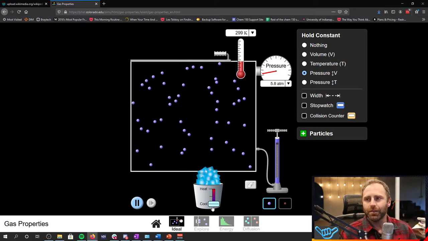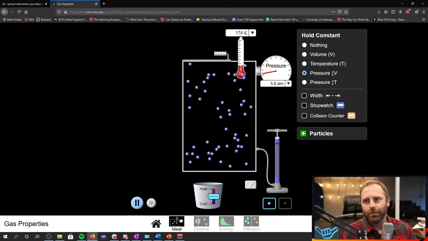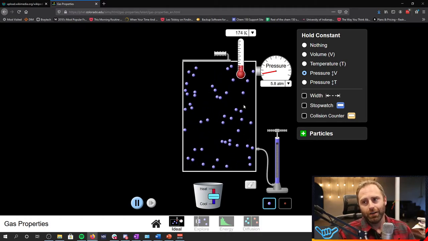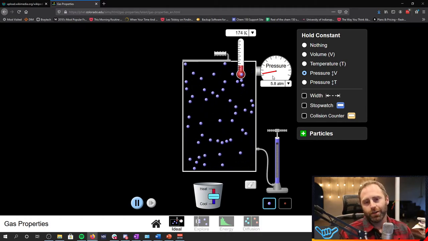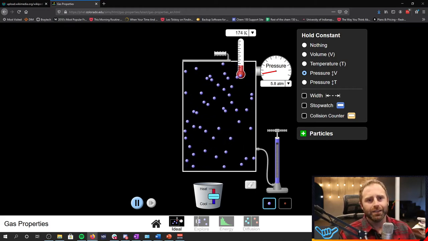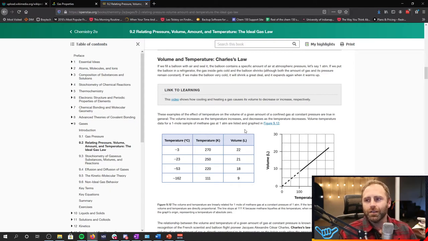If we go the opposite direction and we decrease the temperature quite a bit to this 174, it's pretty dramatic. We see that the volume changes. The volume has to change in order for the pressure to be constant. And therein lies the relationship in your book about Charles Law. Charles Law is going to be measuring temperature changes and then what's happening to your volume. Again, your temperature is your independent variable, your volume is your dependent variable.